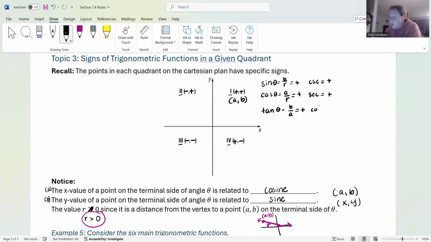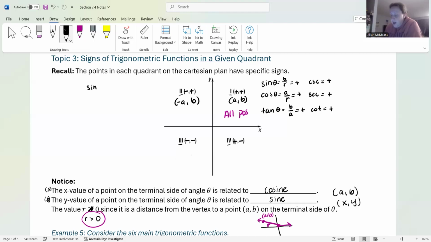And then cotangent is the reciprocal of tangent, so if tangent's positive, so is cotangent. So in quadrant 1, everything is positive, so all positive, okay? Now, if we go into quadrant 2, A is now negative and B is positive.